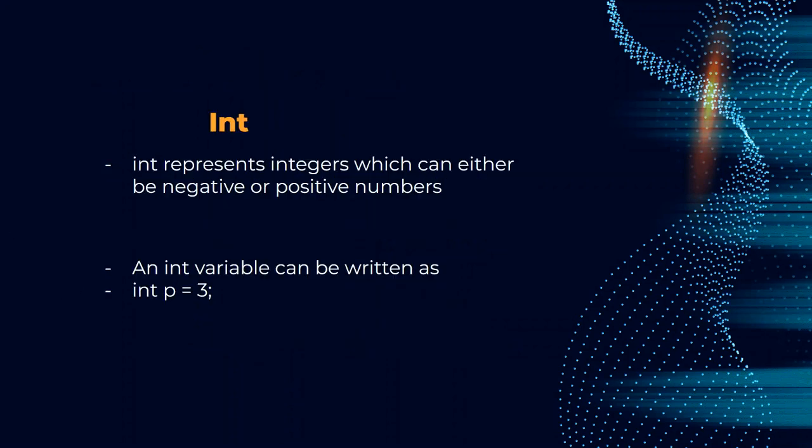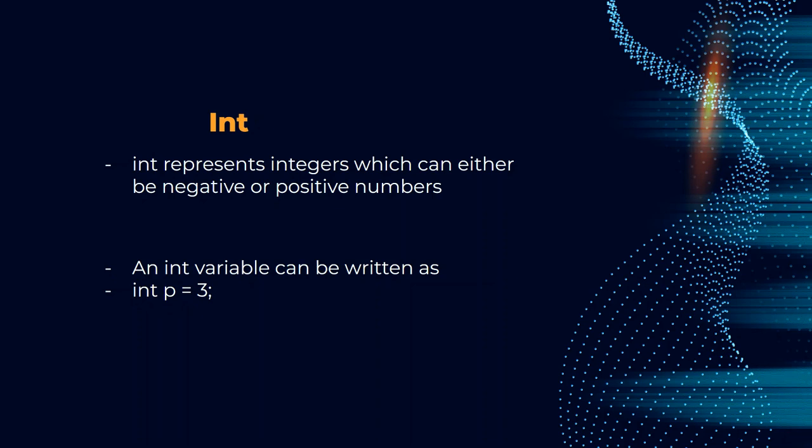So let's first go into integer, which is int. Int represents integers, which can either be negative or positive numbers. For example, an int variable can be written as int p = 3. In this example, p is our variable, and right before the p, we see that there's an int. So the int tells us that this variable p is an integer.